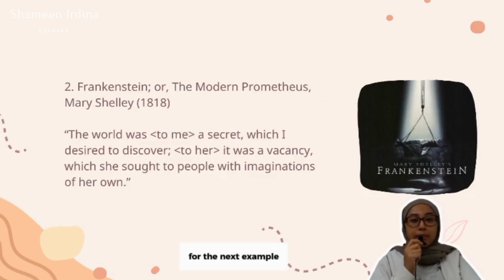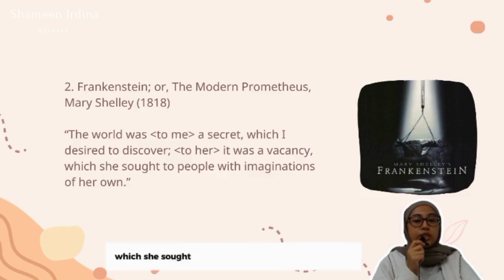For the next example, we have Frankenstein, or the Modern Prometheus, written by Mary Shelley in 1818. The author wrote, "The world was to me a secret which I desired to discover; to her, it was a vacancy which she sought to people with imaginations of her own." This employs a semicolon to compare the characteristics of two characters. The parallelism, to me, to her, emphasizes this comparison.